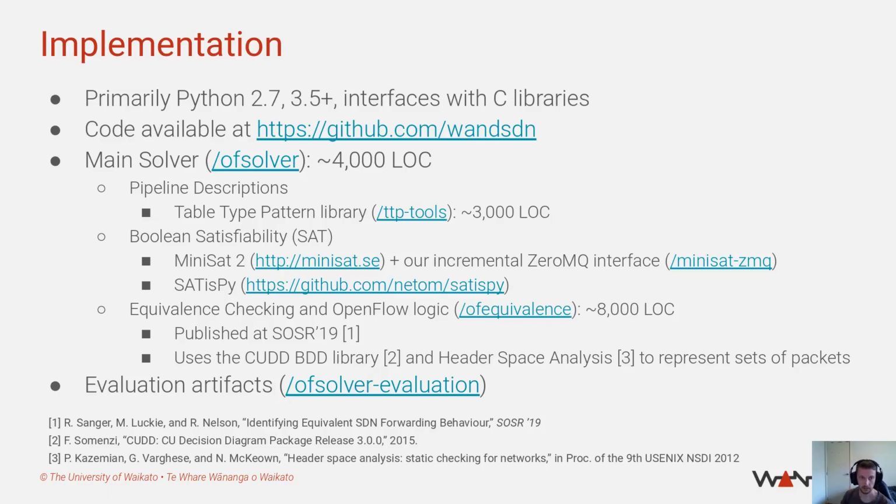Our implementation is completely open source and available on our GitHub, github.com/wandSDN. The OF solver project is the main solver. It's approximately 4,000 lines of code. We also created a table type pattern library, which is what we use to represent pipeline descriptions. We use minisat2 as our SAT solver and satisfy to form our Boolean expressions for that. And the equivalence checking is work we published last year to SOSR, and we use that library. We have also released our evaluation artifacts.